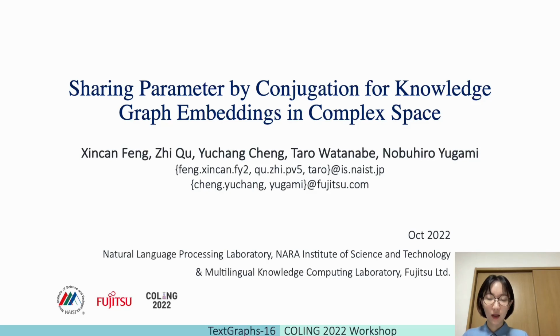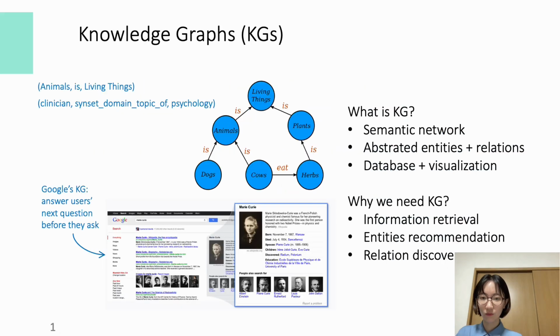Hi everyone, I'm going to introduce our paper, Sharing Parameter by Conjugation for Knowledge Graph Embeddings in Complex Space. A knowledge graph is a directed graphical representation of entities and relations in the real world.